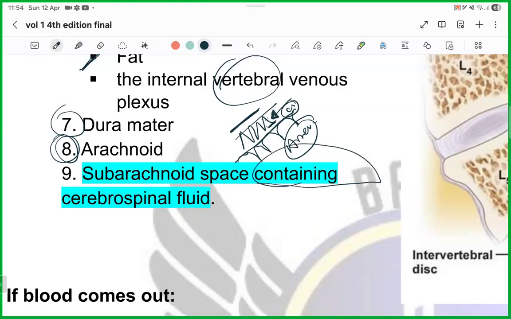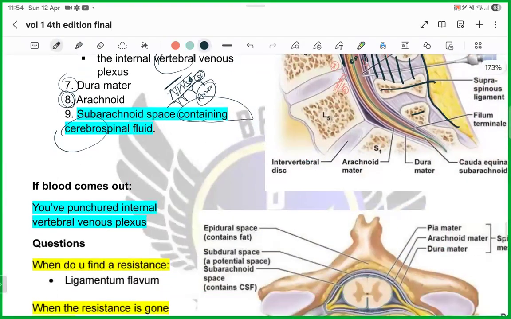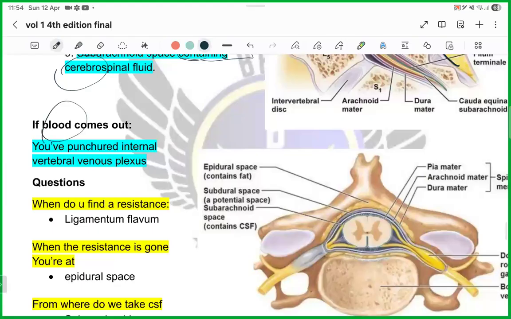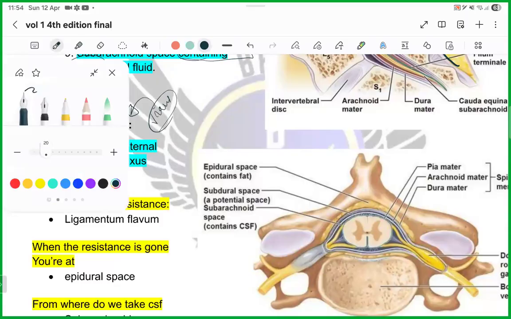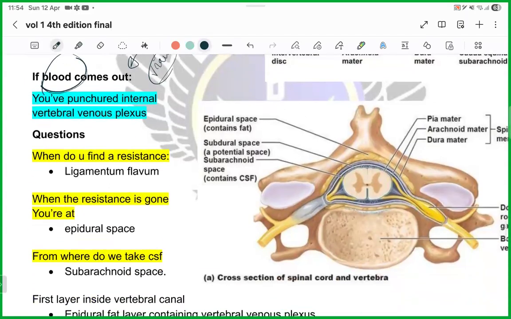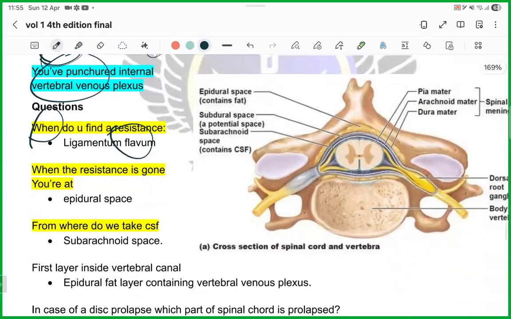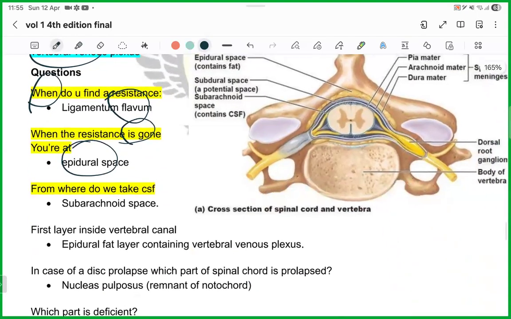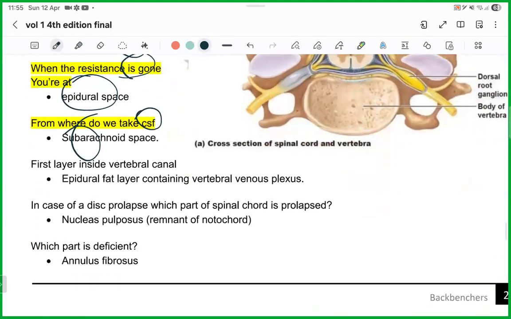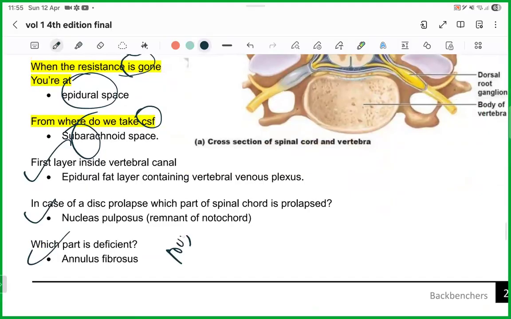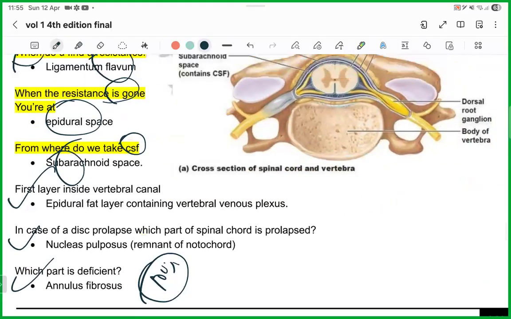These are the questions they ask you in your exam. These are the recalls, meaning these are the questions they frequently ask in the main exam. If blood comes out, it's from the vertebral venous plexus. When do you find resistance? At the ligamentum flavum. When the resistance is gone, you are at the epidural space. From where do we take CSF? The subarachnoid space. All of these things are 100% important.